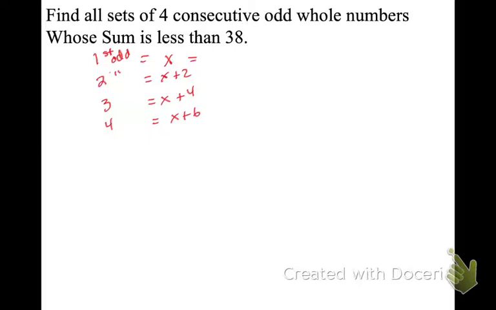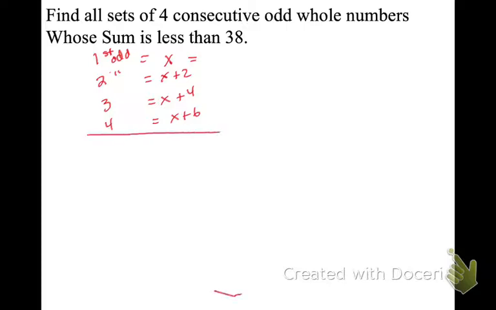So you need to know the definition of a whole number, because whole numbers, they're giving us a boundary here. They're saying all sets, 4 numbers in a row that add up to less than 38. Okay, and whole numbers means they start at 0, because that's where the whole numbers start. 0, 1, 2, 3, 0 is part of the wholes.